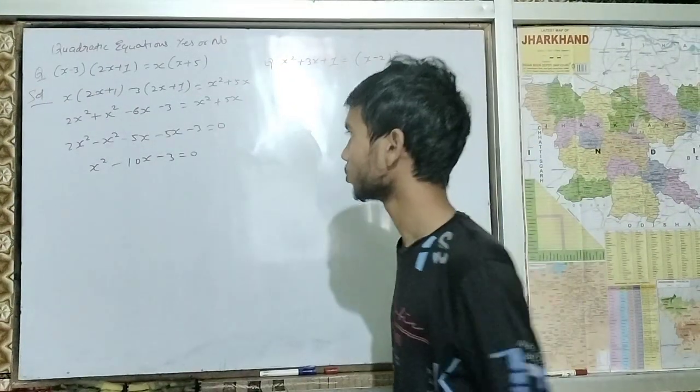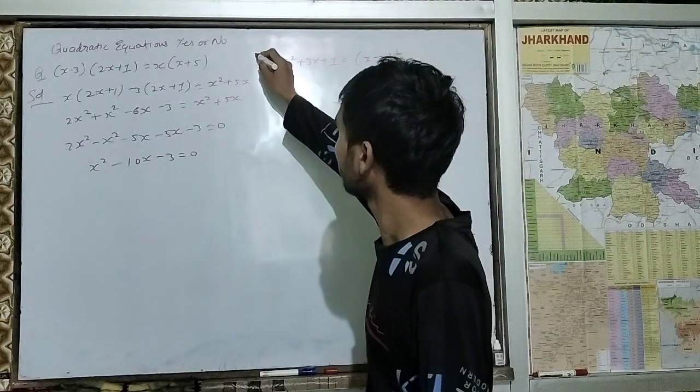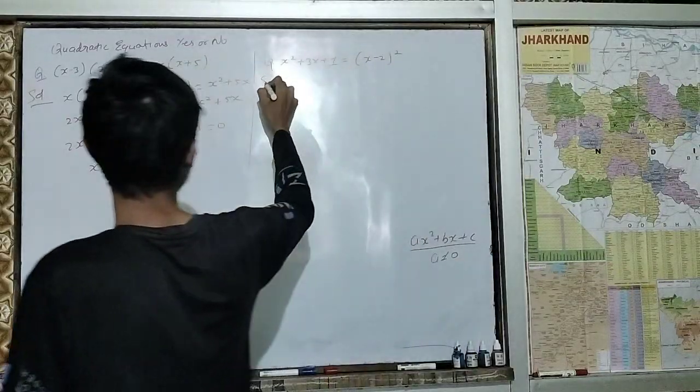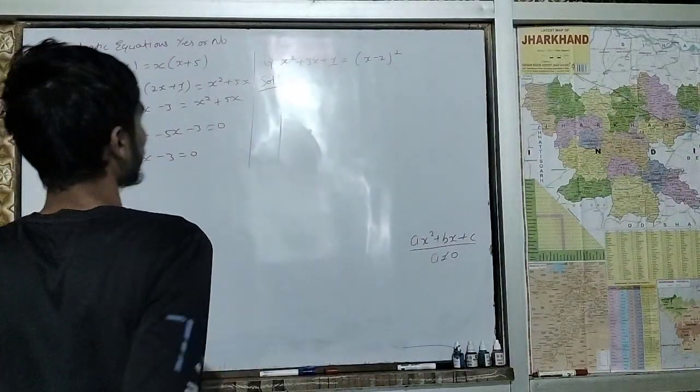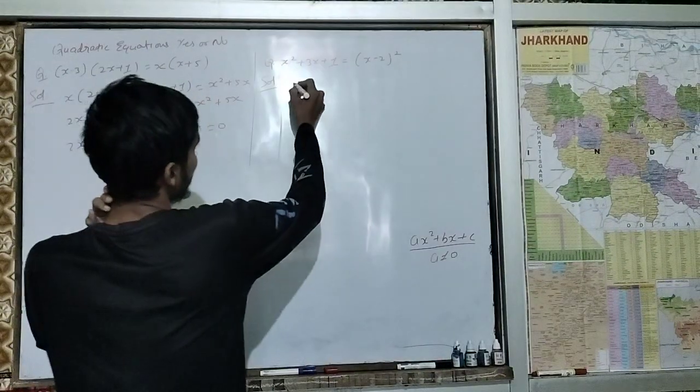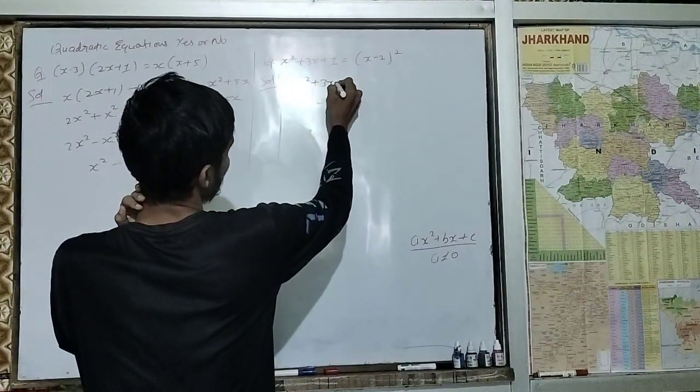And the degree is a 2. Degree is a 2. That's it. Now for this, it is already simplified. x square plus 3x plus 1.